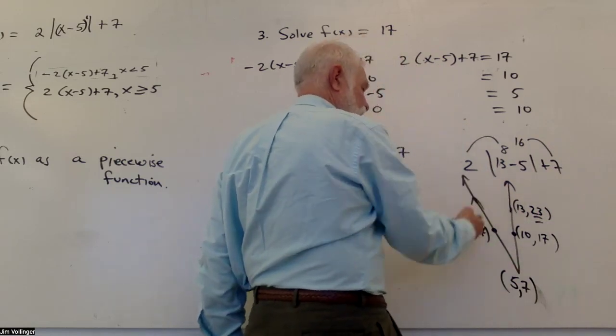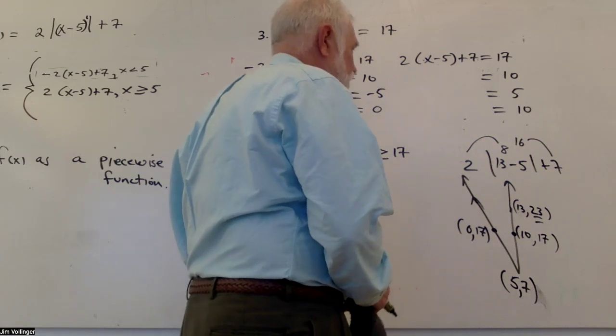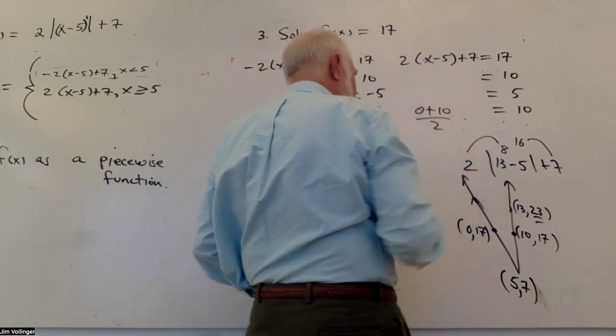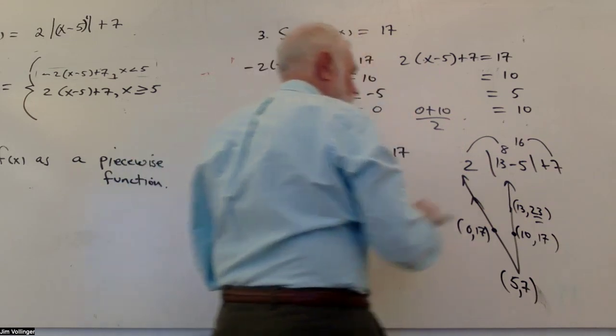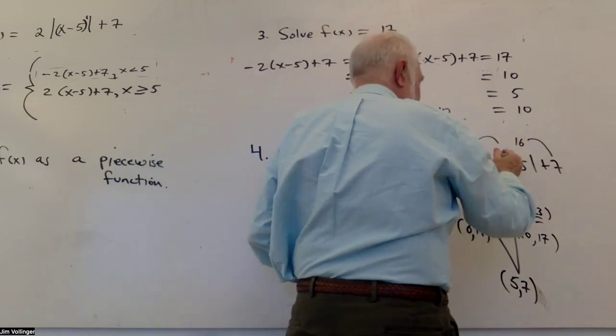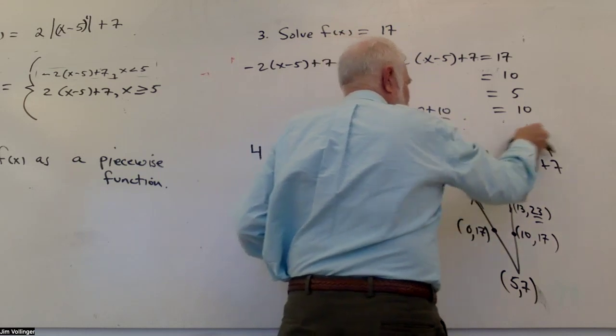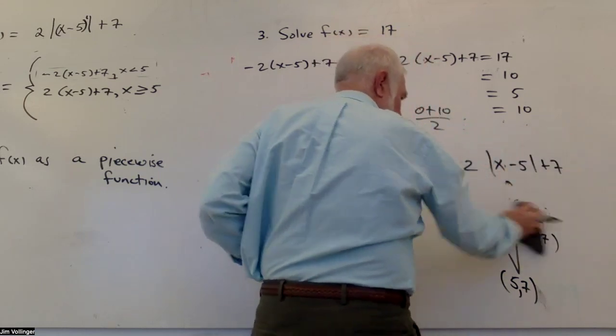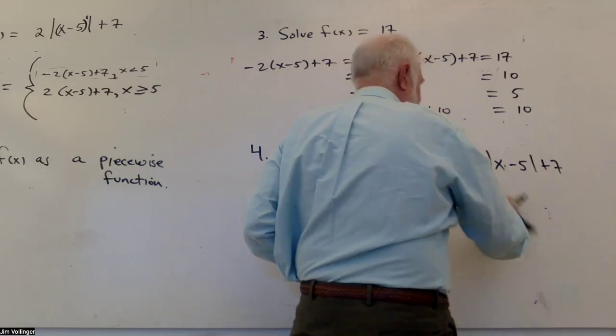And you can check some points out on the other side. And I would say that 0 and 10 divided by 2 tells me that the most important value in this absolute value is 5. I can see that clearly now. That's a quick way to check that you haven't made a careless error.